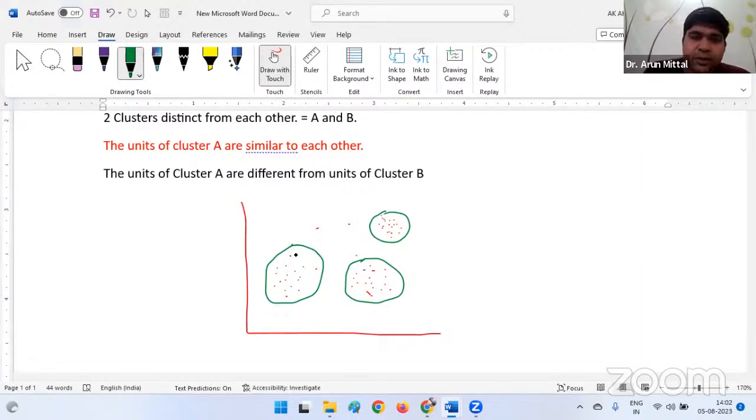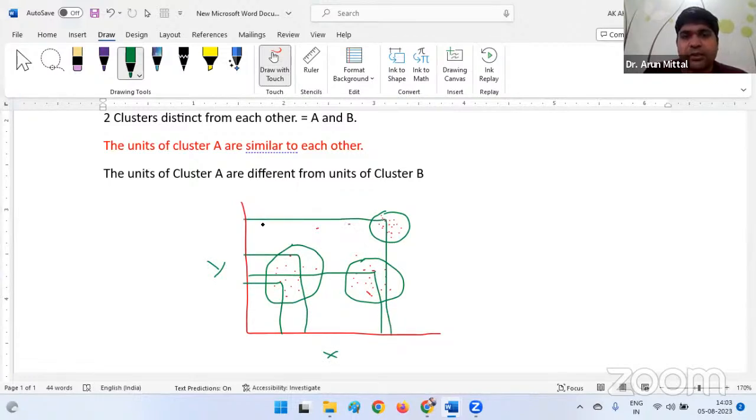So if I take one data point here, the value of this data point is x1. Here x and y both are different, or maybe x is the same but y is different. So that is why there is a distance.